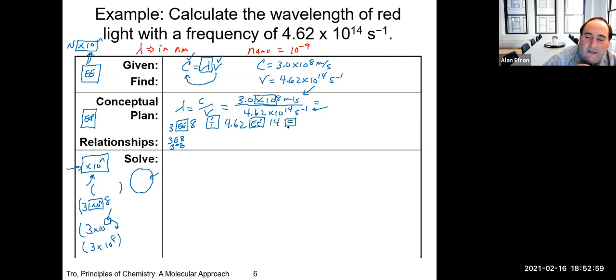And if you do all that good stuff correctly, and you want to make sure you always use that exponent button, you will end up with something like 6.49 times 10 to the minus 7 units. Seconds cancel, leaves us units of meters. First off, any question on that part of the calculation there?